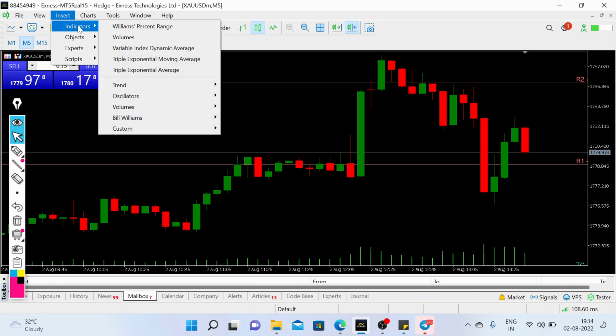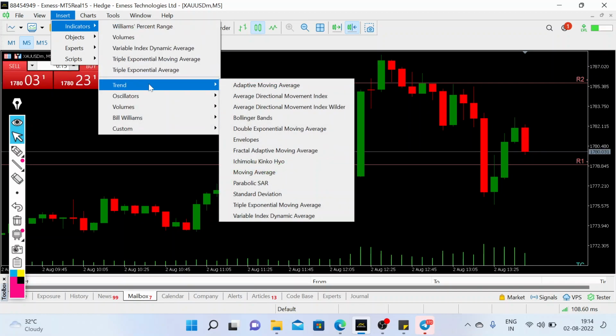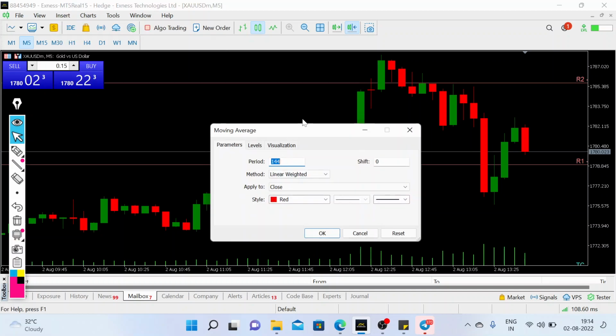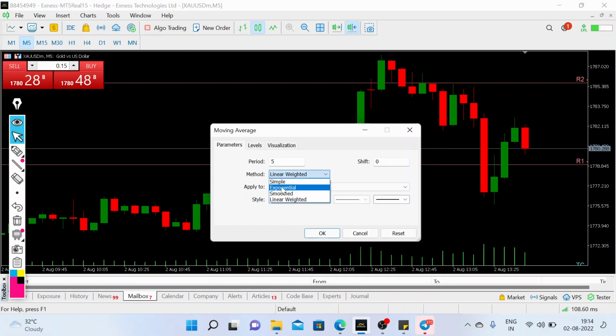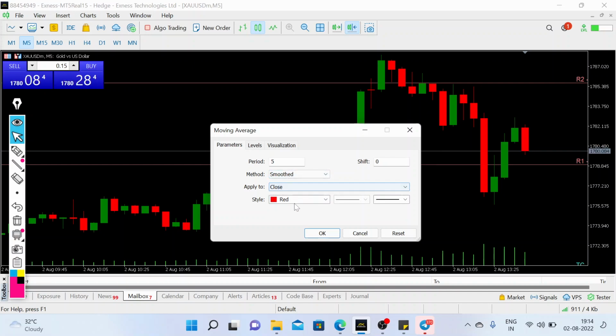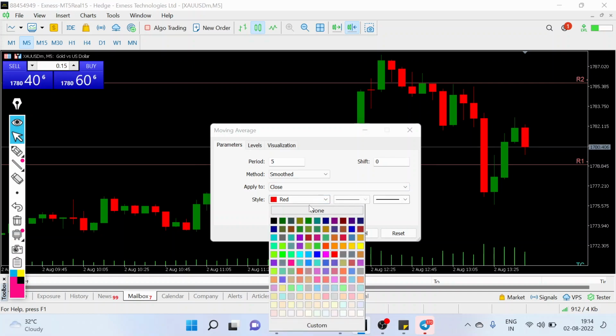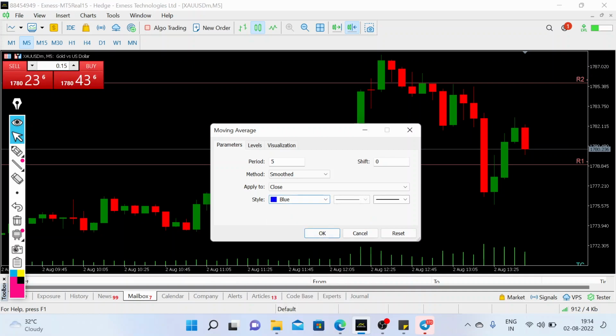In the Insert menu you have to go to Indicators, then Trend, and in Trend you have to find Moving Average. So the first one, you need a 5 period in the parameters. There are different methods available: simple, exponential, smoothed, and linear weighted. You have to choose a smoothed 5 period moving average, and you can choose the color as per your comfort. For the 5 I am going to choose blue. See, the first one is 5 period, smoothed, applied to close, style blue.